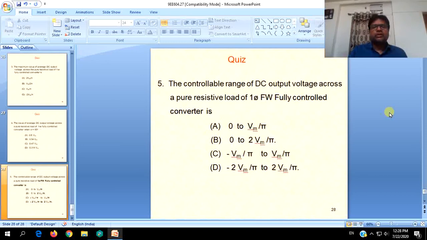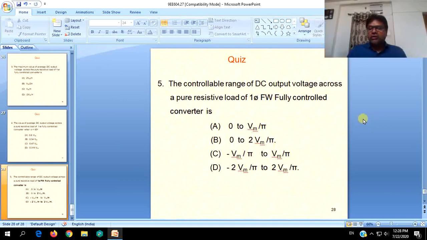The controllable range of DC output voltage across a pure resistive load of a single phase full wave fully controlled converter is, as we have just gone through, 0 to 2 Vm by pi, or 2 Vm by pi to 0.